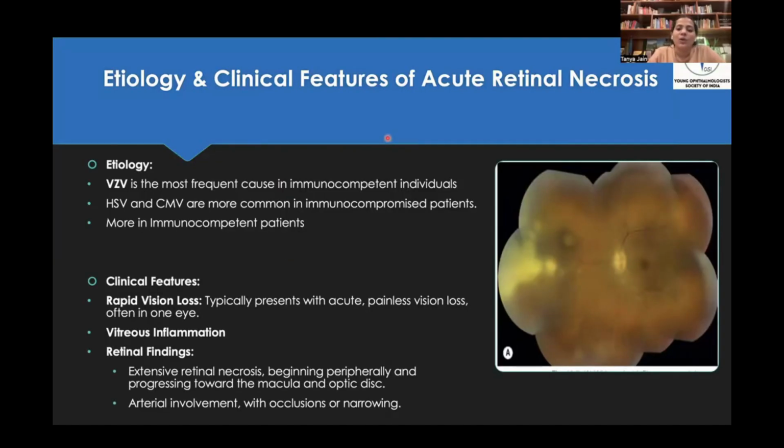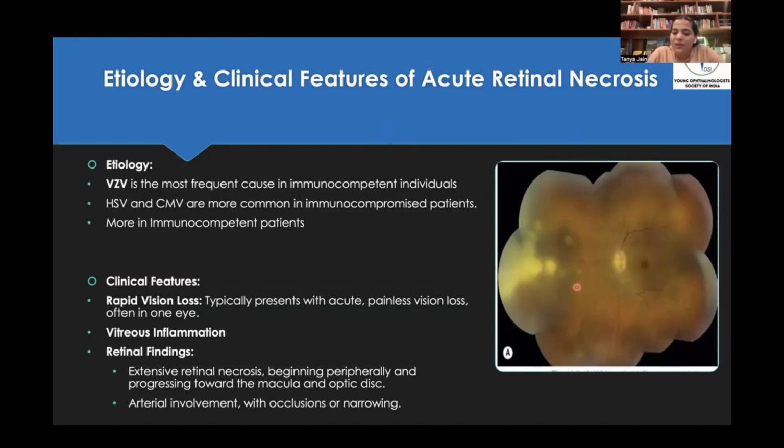First, I'll be talking about acute retinal necrosis. ARN is mostly caused in immunocompetent patients. Since these patients are immunocompetent, they mount a good amount of vitreous inflammation, so you see a lot of reaction in them. The most common cause is varicella zoster virus. In immunocompromised patients, it could be HSV or CMV.